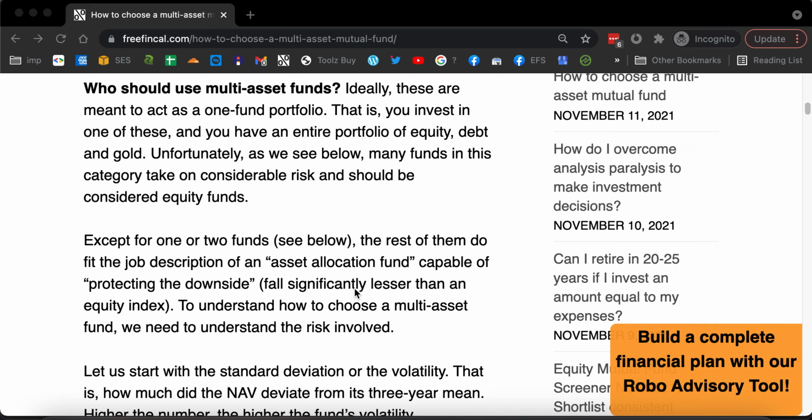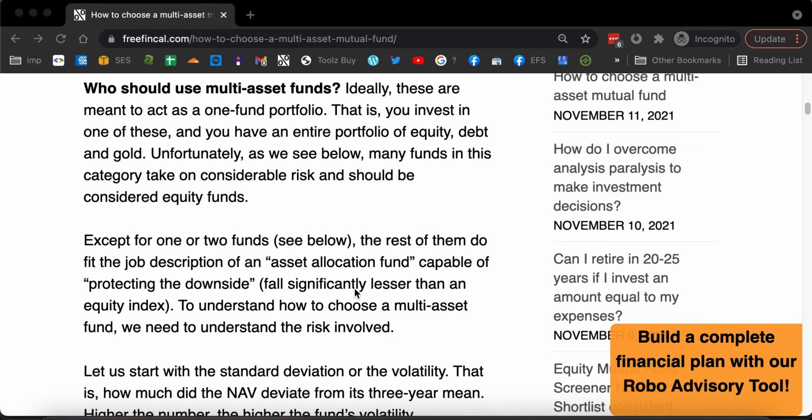Before we do that, in principle, a multi-asset fund can be used as a one fund portfolio. That is, you can have just that fund for an entire portfolio, and that will work because there are three asset classes. However, there is quite a big variation in terms of strategy when you consider the funds in this category. So you have to be a little careful with that. In principle, that will work for a multi-asset fund, but in practice, it may not be so.